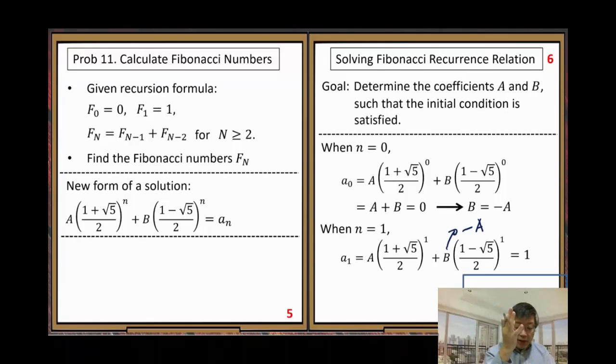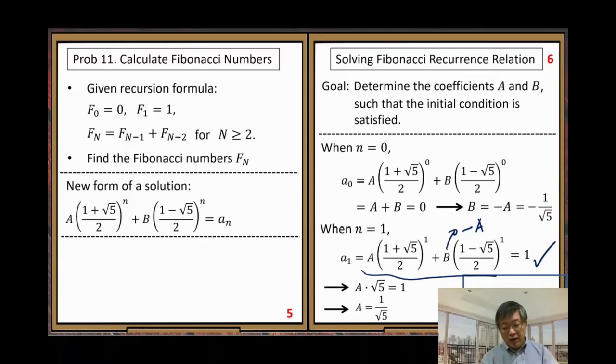The second initial condition, we plug in after simplification, but we replace B by negative A. And factor out A, we know its value is 1, but we can simplify this part, factor out A, then the subtraction of two numbers, simplify it, root 5, so you get capital A equals 1 over root 5. So then capital B is negative 1 over root 5.